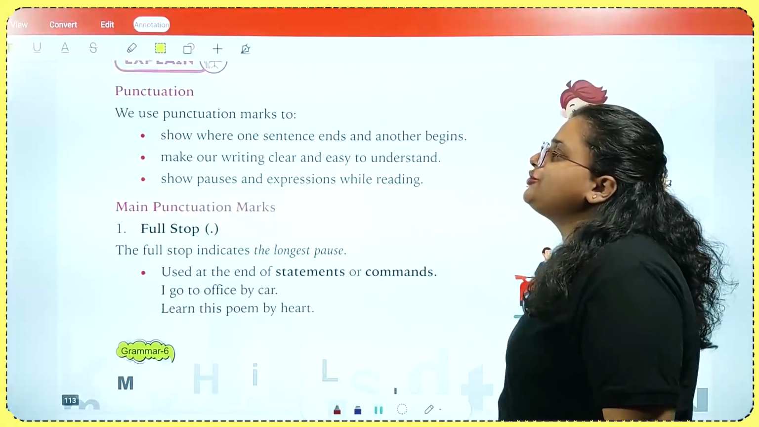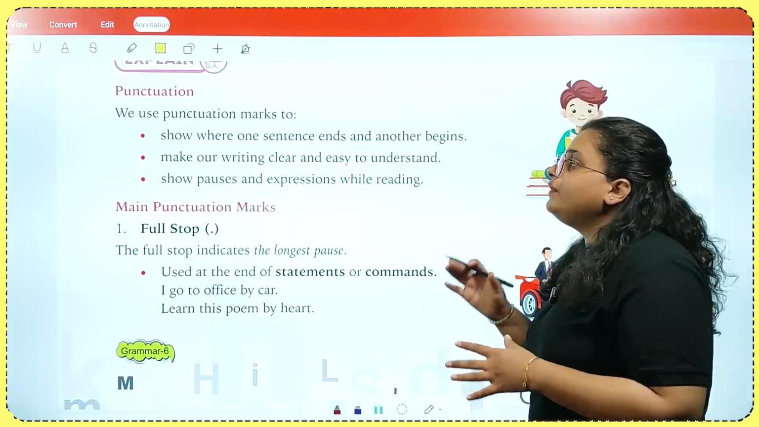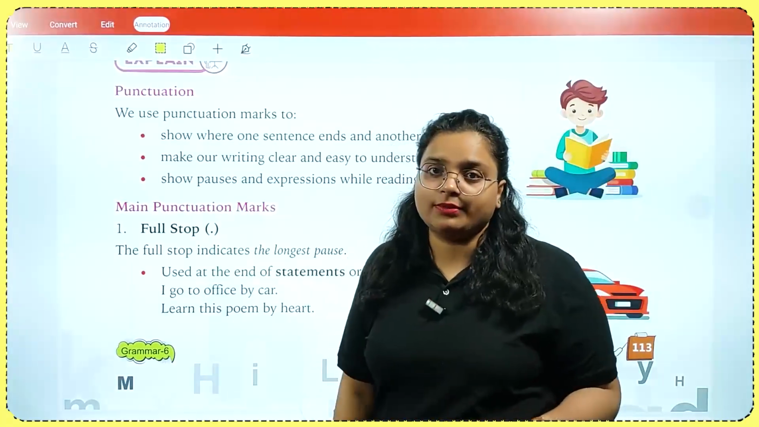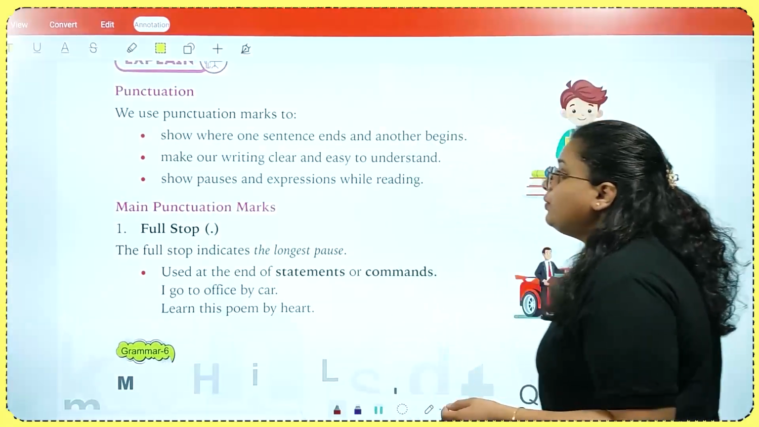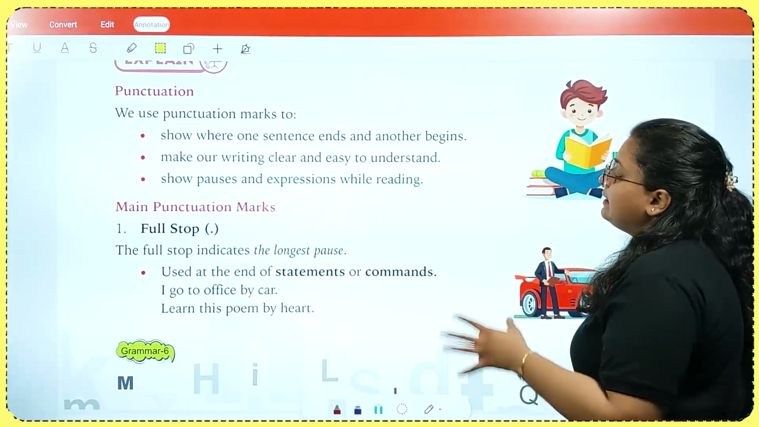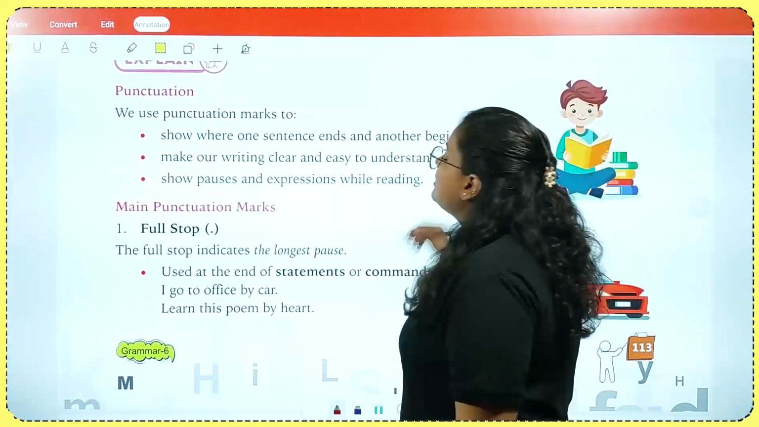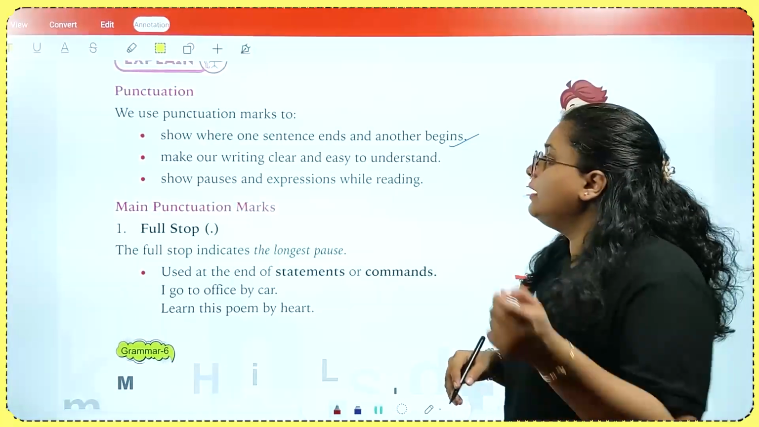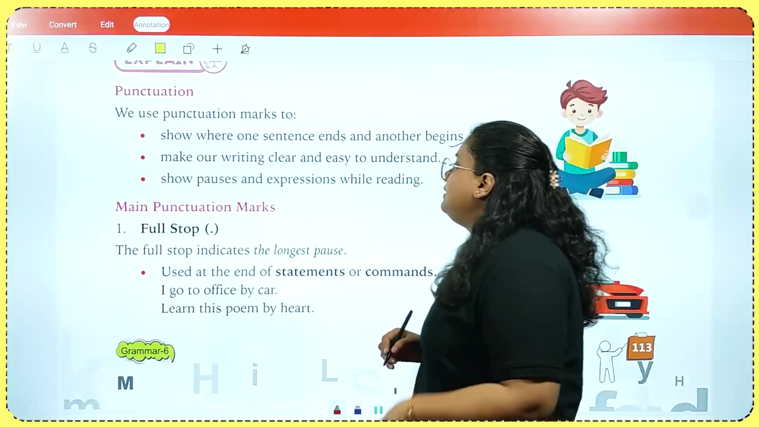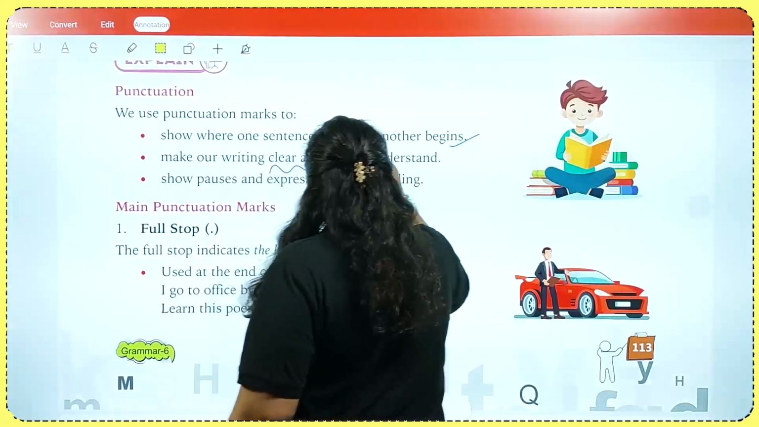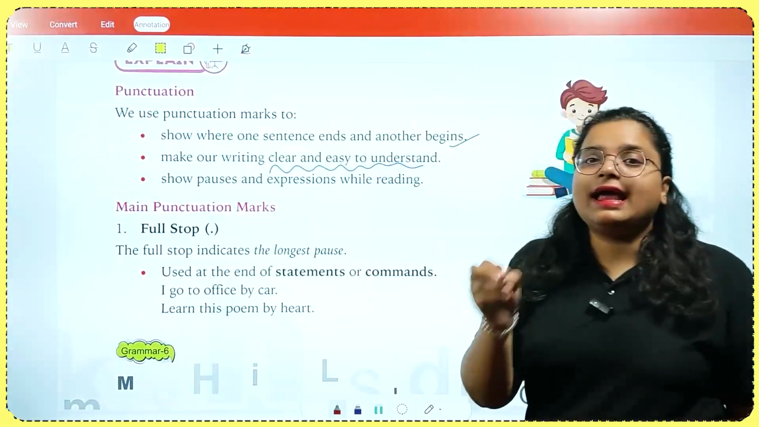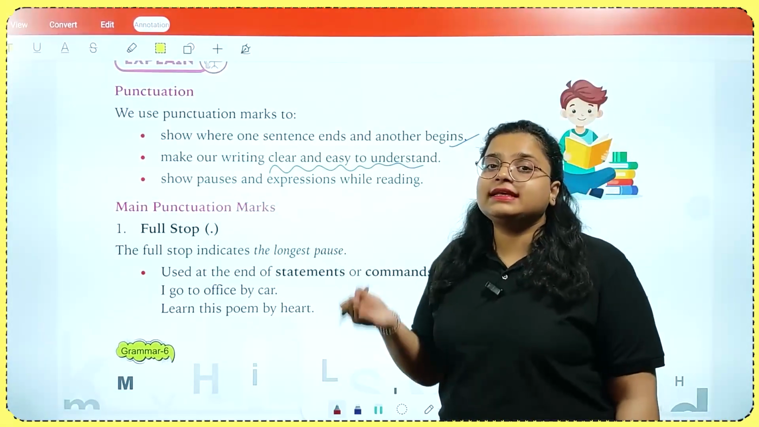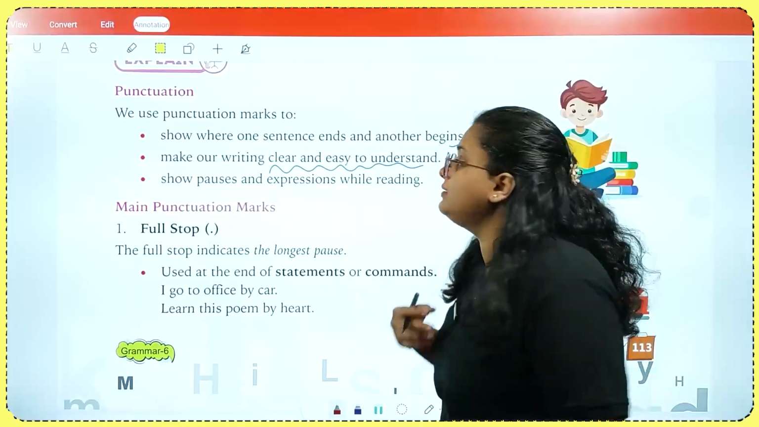Let's start with the chapter. Punctuation. We use punctuation marks too. What are the uses of punctuation marks? We are going to see. Show where one sentence ends and another begins. It shows the ending of one sentence and the beginning of another. Make our writing clear and easy to understand. It is making the writing clear and easy to understand for you to know what the other person is trying to convey. What is the message?